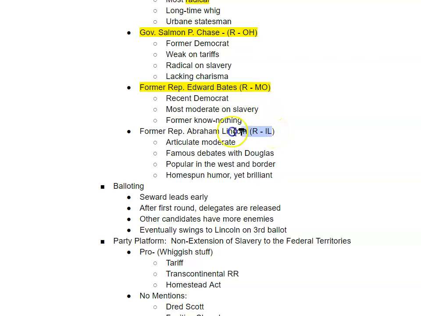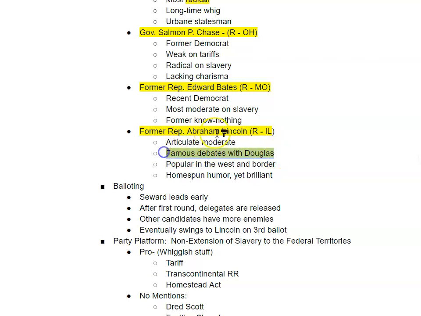And then you had the man from Illinois, the former Representative Abraham Lincoln. He had served in the Illinois House 1 term. He had served in the U.S. House 1 term. He had run for several other offices unsuccessfully, but he was a reasonably successful lawyer. He was a very articulate moderate. He was moderate within the Democratic field.